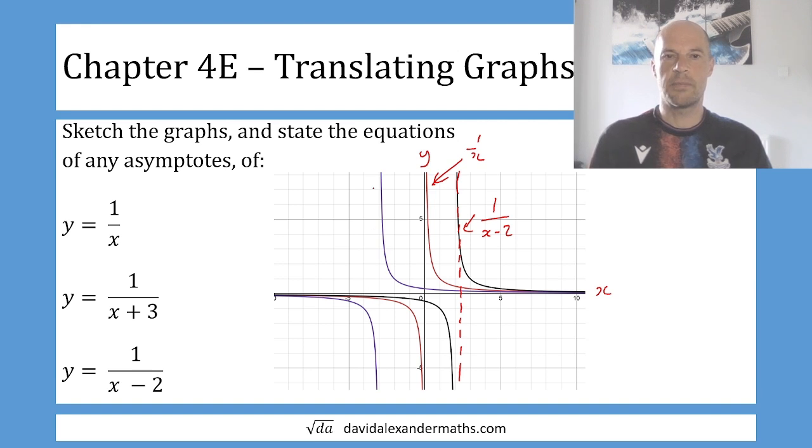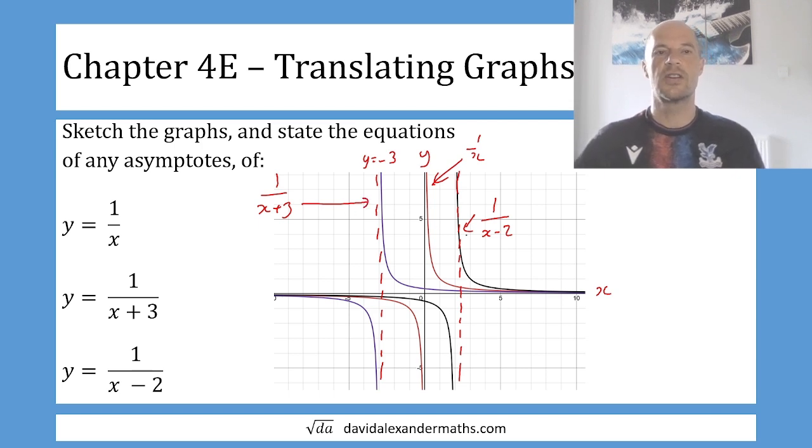And we can see the blue one, the asymptote, is now at 1, 2, 3, y equals negative 3. So therefore, if it's been shifted 3 to the left, then we've subtracted 3 from the y values, and that will be 1 over x plus 3. As I say, the pluses and the minuses often seem a bit counterintuitive when it's a horizontal translation.